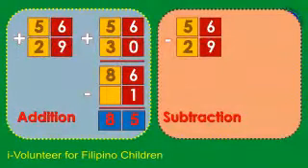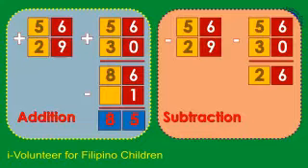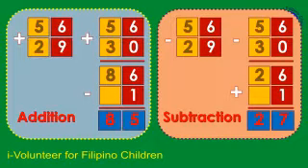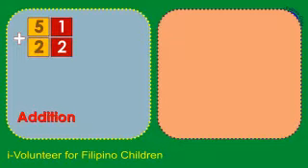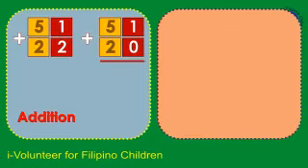Now, let's subtract 29 from 56. 51 and 22. What are we going to do with the 22? Since 22 is closer to 20, we will be using 20 instead of 22. 51 plus 20 is equal to 71.